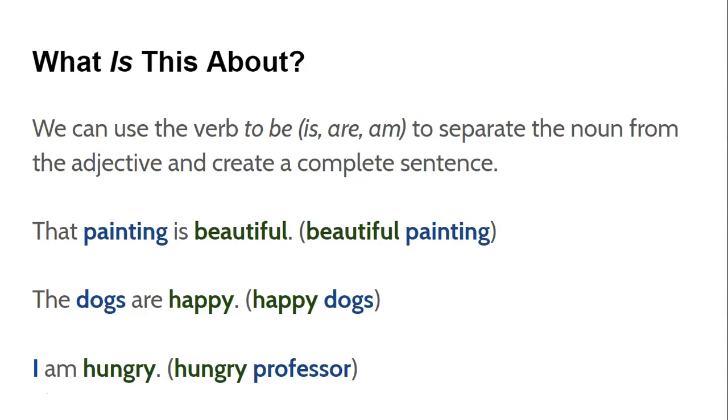And using this verb, we can actually take an adjective-noun phrase, split them apart, and turn it into a complete sentence. So you have a phrase like beautiful painting. You can turn it into that painting is beautiful. That painting is beautiful. You've used a form of to be to split the adjective and noun apart, and to do that you actually have to change their order, and that verb allowed you to turn that phrase into a complete sentence. Happy dogs. The dogs are happy.